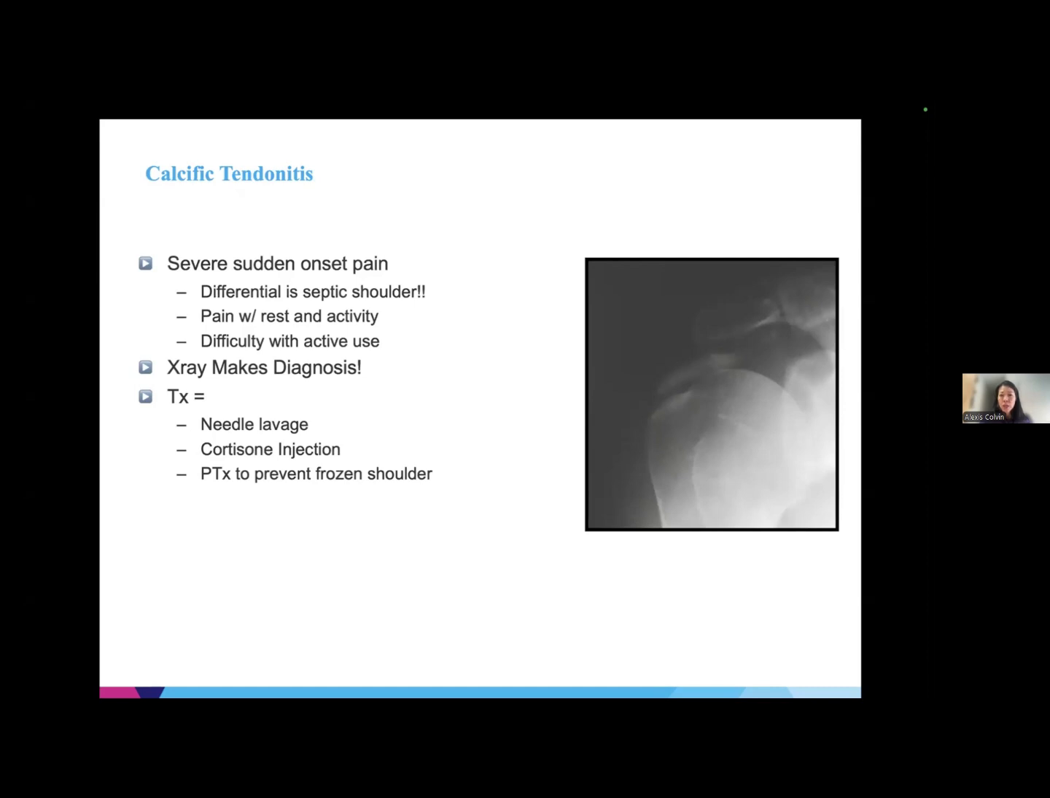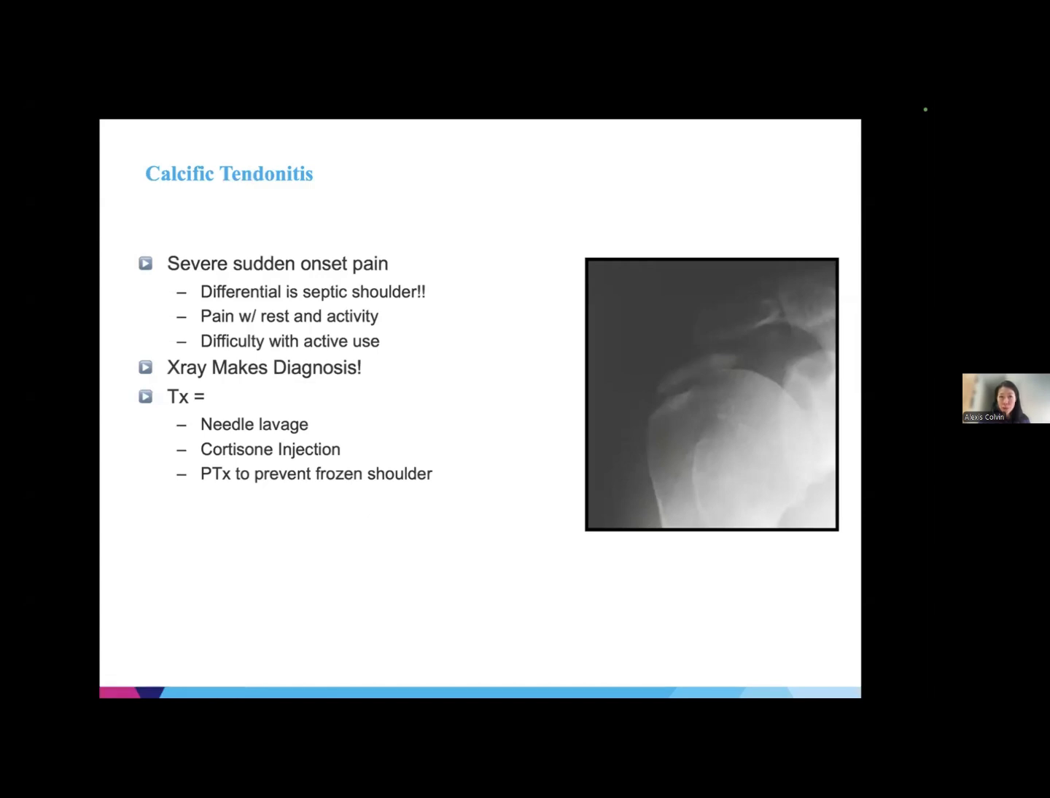So I would say usually the history is they've had maybe a little bit off and on pain, but they woke up one morning and they cannot even move the shoulder, almost to the point that you would consider, do they have an infection or something like that? Their pain is there whether or not they move it. And they for sure, when you try to examine them, they can't even move the arm. And so you will make the diagnosis from the X-ray.